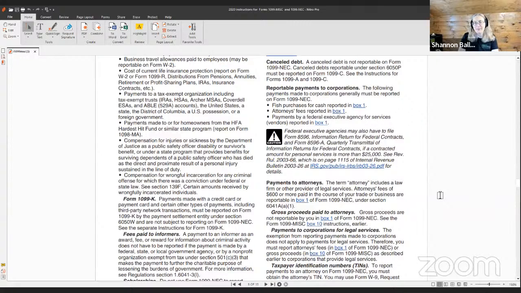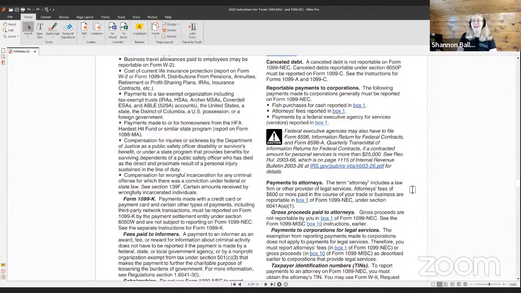See Rev. Rul. 2003-66, which is on page 1115 of Internal Revenue Bulletin 2003-26, at the irs.gov publication section for details.